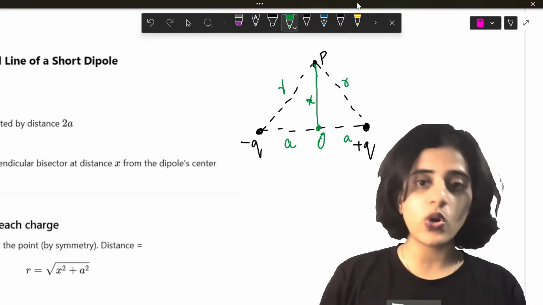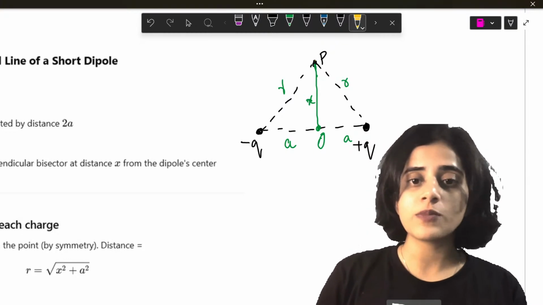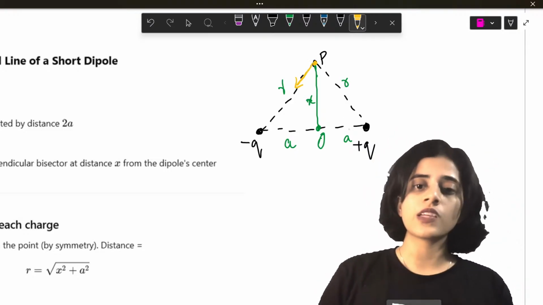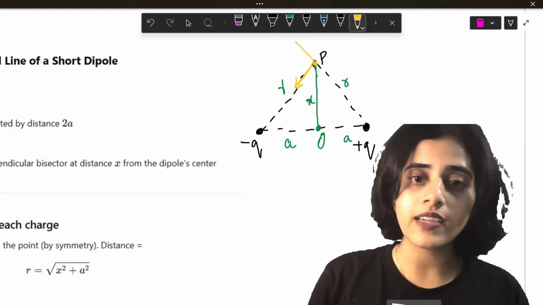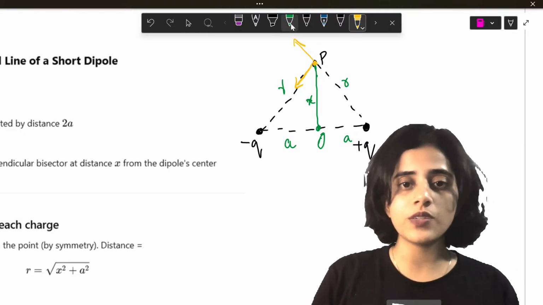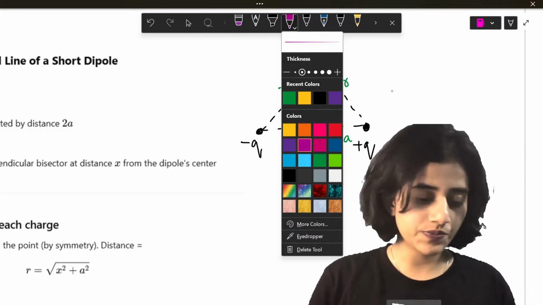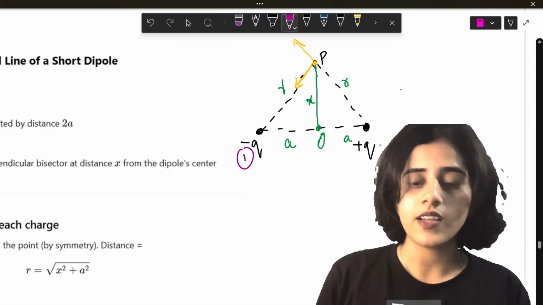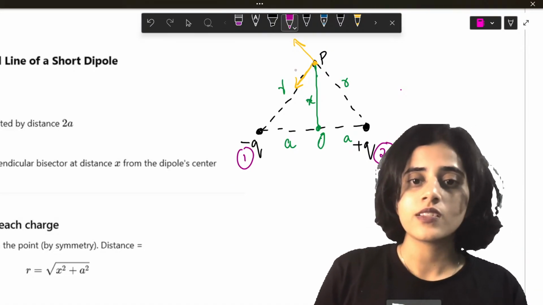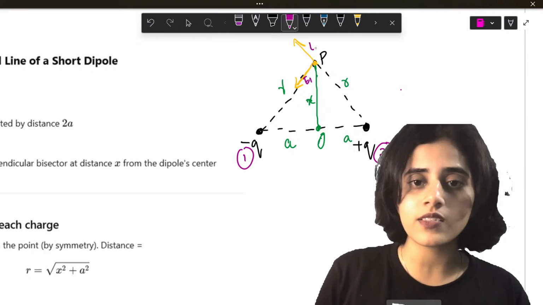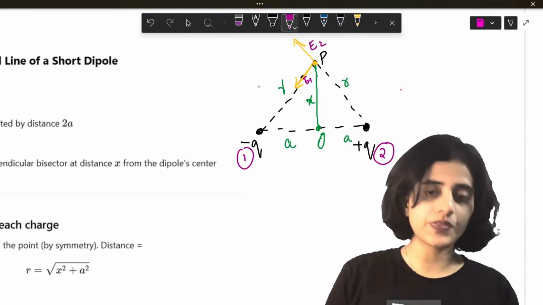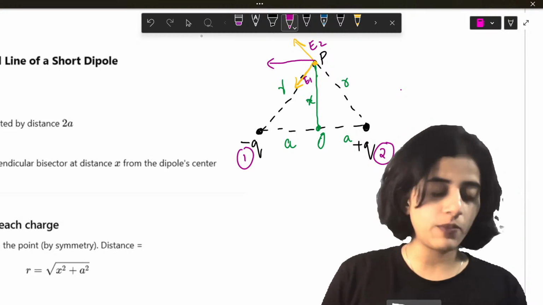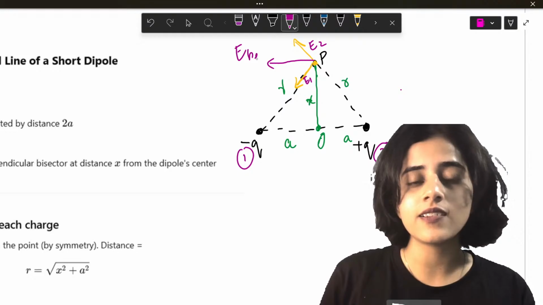Now what else should I do? I can mark the electric fields. At point P, the electric field because of minus Q will be along minus Q. For plus Q, it will be against plus Q. If this is charge 1 and this is charge 2, this is going to be E1 and this is going to be E2. Now how will the resultant be? This way. This will be E net.